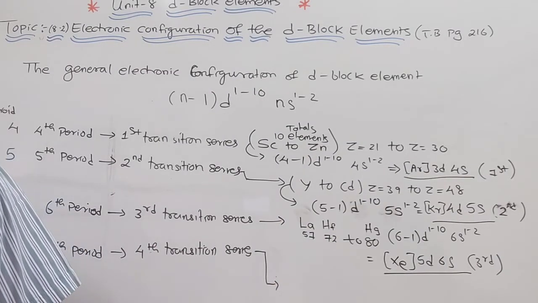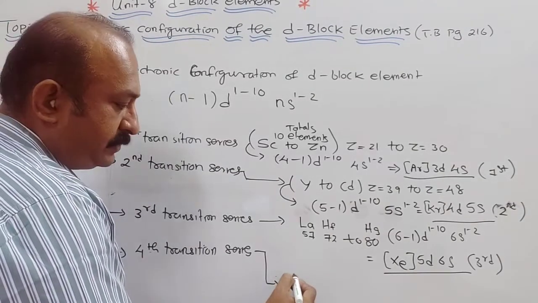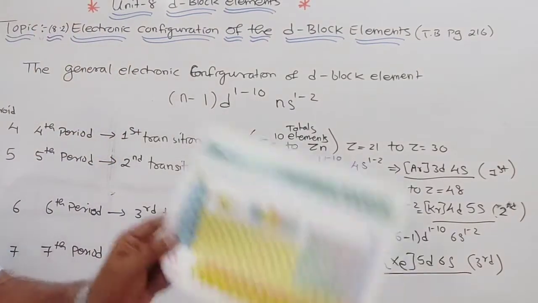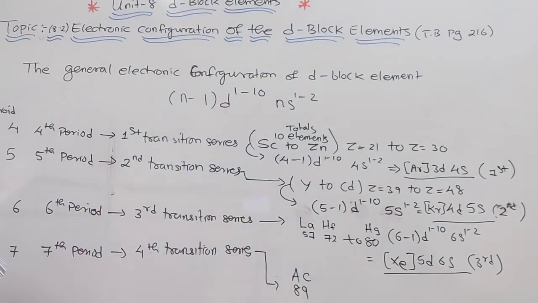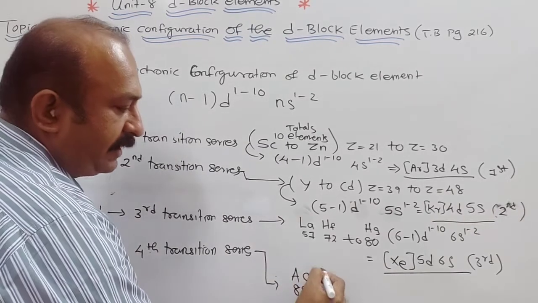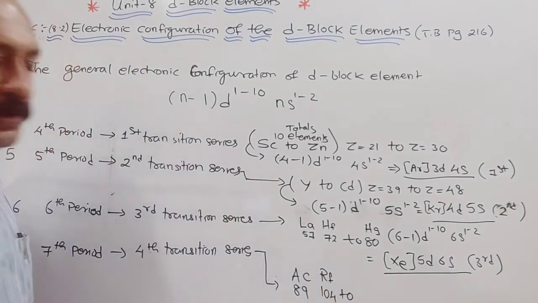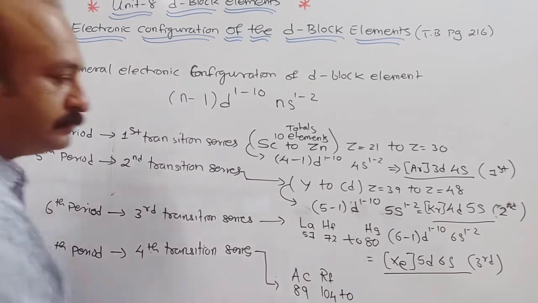Okay. Now the last one starts from actinium. I think you can watch here. Actinium, that is number 89 in this periodic table. Then it starts from 104, that is rutherfordium, Rf. Rutherfordium 104 to the last one, Uub it is written. Now Uub means ununbium.